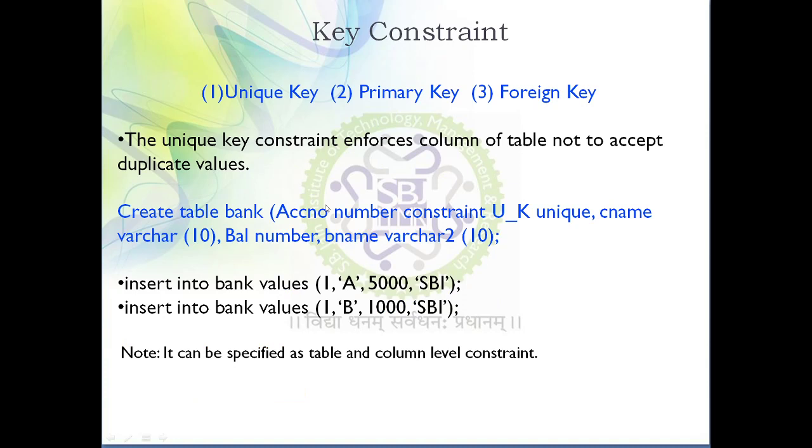So why is there a need for unique? Unique means a single value, that a duplicate value should not be there. Now in what situation do you require a unique constraint? Again, the same student example.